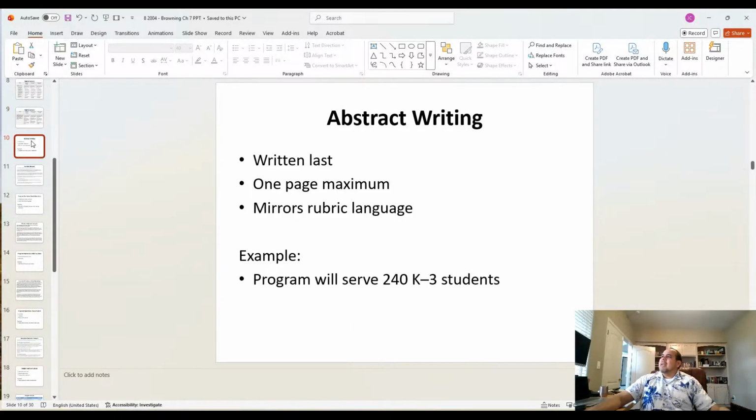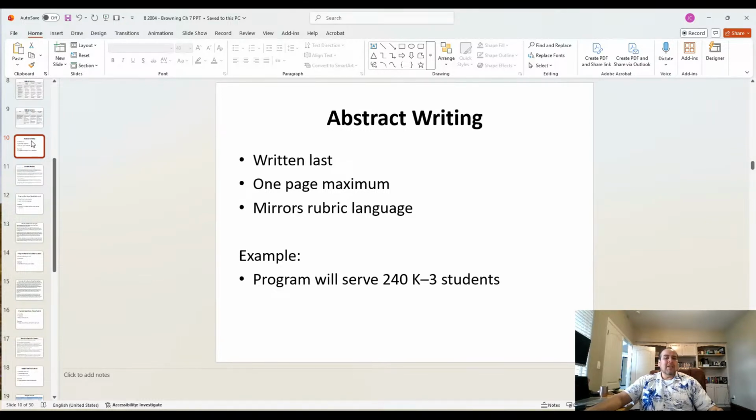Okay. Then you have to write the abstract. Obviously, you write the abstract at the very end, as you know. This is going to really mirror the rubric language. An example, right? A program that will serve 240 K3 students. Definitely have to have that in your abstract. You have to have how many students you're going to be serving, because ultimately they want to know the amount that you're funding per student.